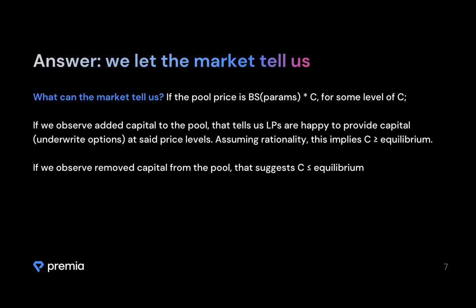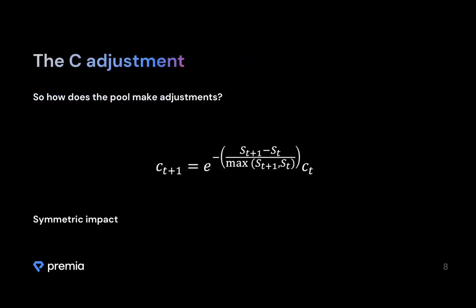On the other hand, if we see capital withdrawals, either in the form of option purchases or removed LP positions, this signals that the pool C is less or equal to the market clearing C under the same rationality and asymptotic assumptions. So all we have to do, in a sense, is make the pool react to market signals and allow for market-driven convergence. Now, the C adjustment itself.